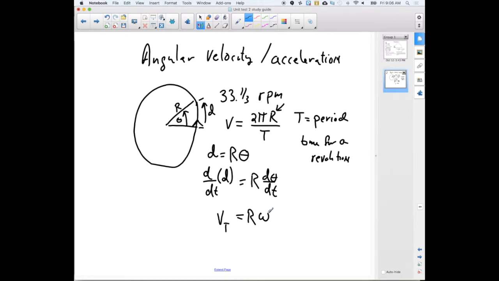Okay? So if I ask you for angular velocity, that's omega, and that just equals the velocity divided by the radius. It's kind of like a normalized velocity, because the beauty of this is that every point on this record has the same angular velocity, but its linear velocity depends upon how far out from the center it is. Is that in radians per second? That's in radians per second. Great question.